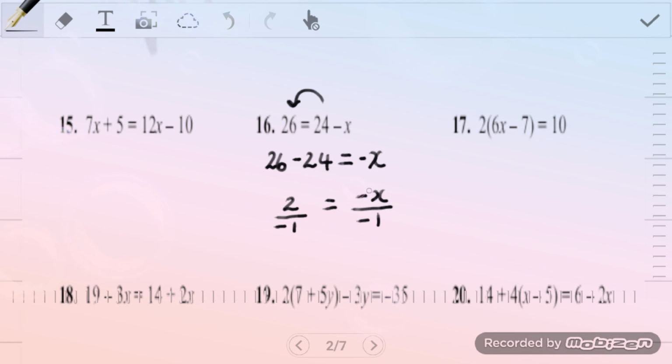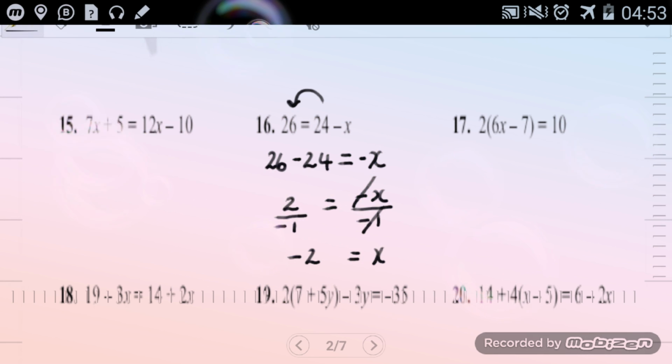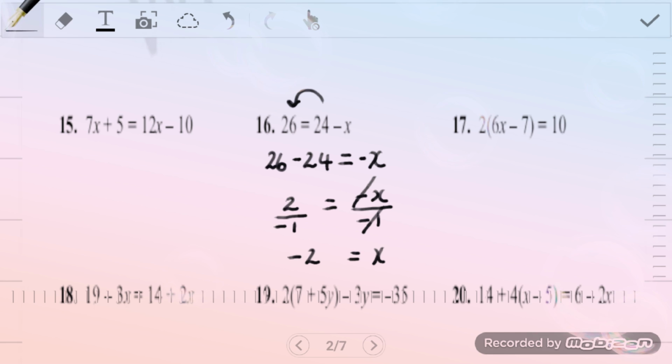So we're going to be canceling here the minus 1 and the minus 1, and we'll end up with x being equal here to minus 2. 2 divided by negative 1 is negative 2. All right, so that is where we are at.